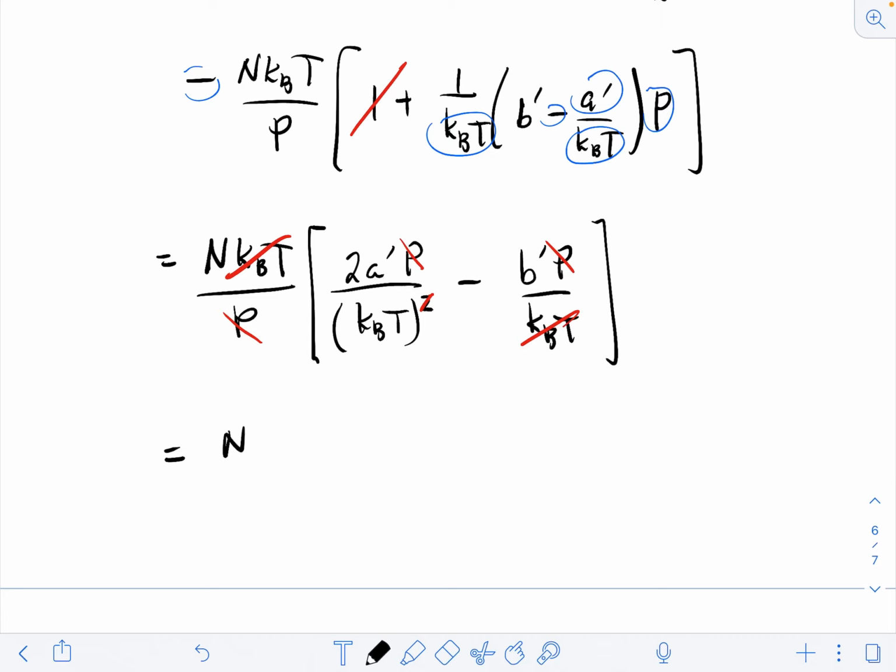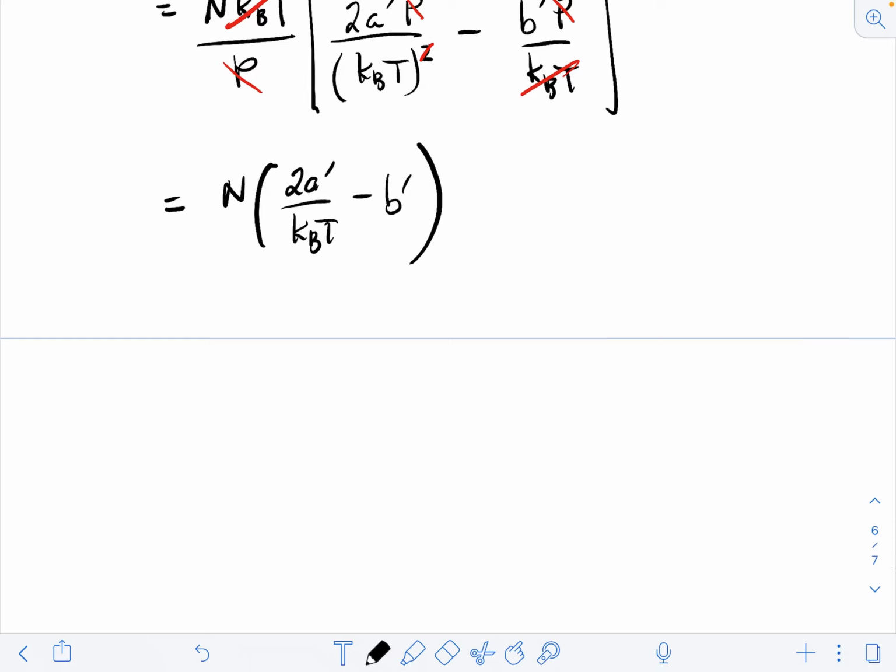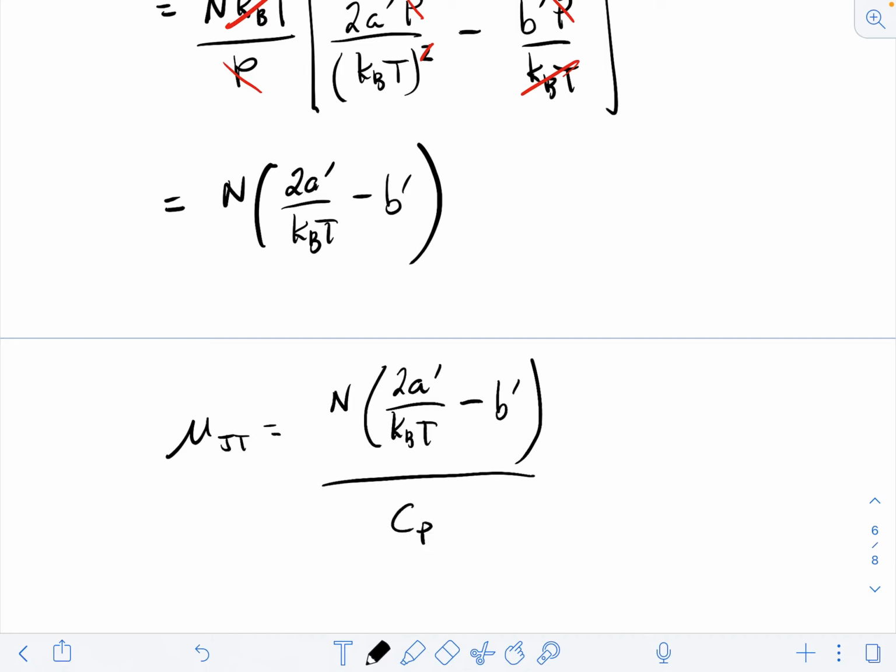and so what we're left with is N times 2A prime over k_B T minus B prime, or dividing this by now the heat capacity gives us the Joule-Thomson coefficient. N times 2A prime over k_B T minus B prime, over the heat capacity at constant pressure.